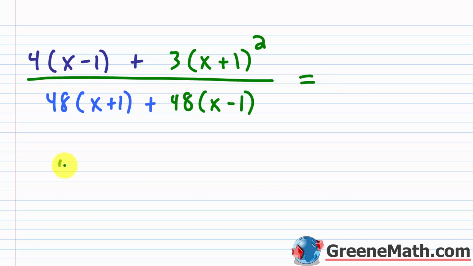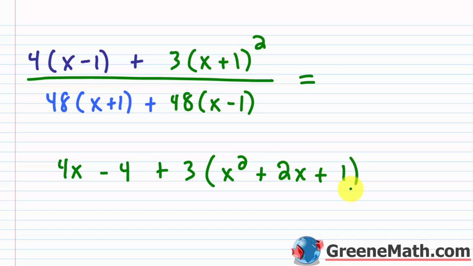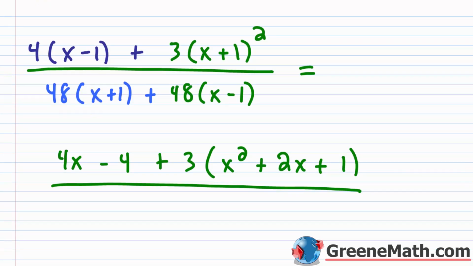So 4 times x is 4x, and then minus 4 times 1, so this is basically minus 4. Then plus. So I'm going to put the 3 out in front, and I'm going to basically expand this. So you know your special product formulas. This is basically x squared plus 2 times this guy times this guy. So it'd be 2x. Then plus this guy squared. So 1 squared is 1. So then let's go ahead and come down here. Let's think about simplifying this a little bit. So we have 48 times x, which is 48x. And then plus 48 times 1, which is 48. And then plus 48 times x, which is 48x. And then minus 48 times 1, which is 48.